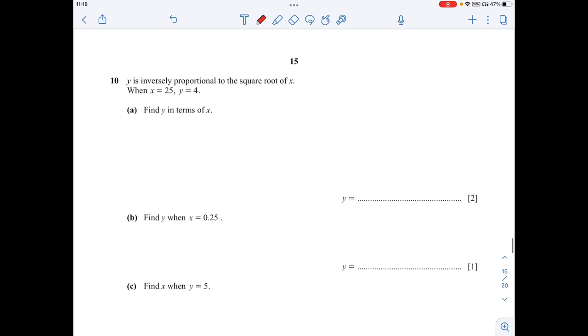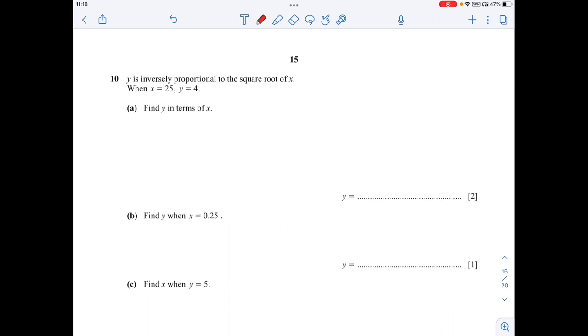Question number 10. y is inversely proportional to the square root of x. So y equals k upon square root of x.